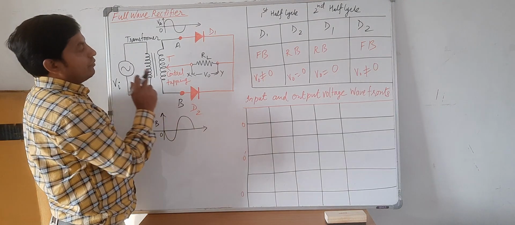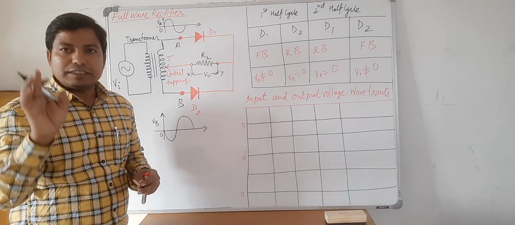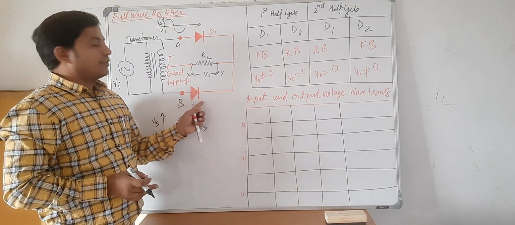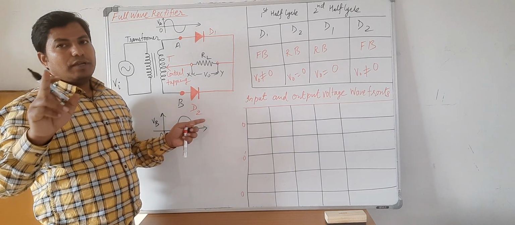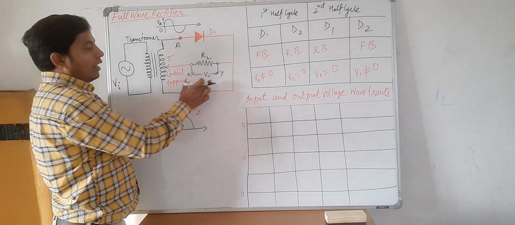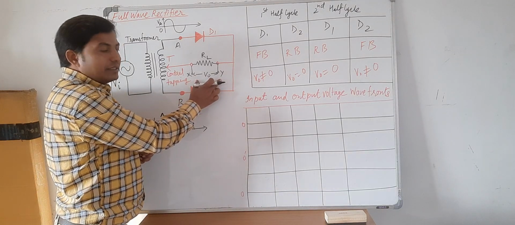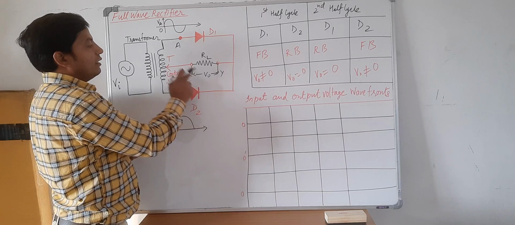The difference between half wave rectifier and full wave rectifier: the first difference is that there are two diodes connected in the circuit. In half wave rectifier, only one diode was connected. And the second difference is where we will measure the output voltage.